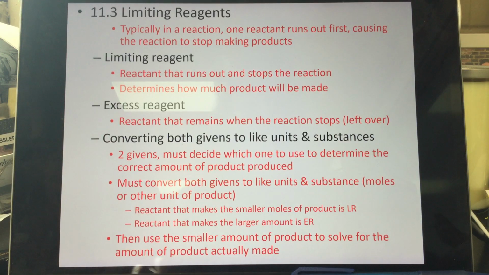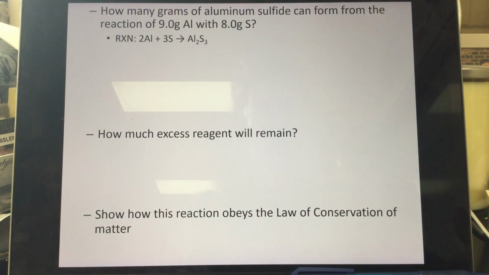Okay, so let's see how this works with actual numbers. Here we have a problem asking us to solve for how many grams of aluminum sulfide can form from the reaction of 9 grams of aluminum with 8 grams of sulfur. That's what's different about this problem than the problems we've done before. Normally it would just give you one given, like say 9 grams of aluminum, and then just say with excess sulfur, or vice versa, 8 grams of sulfur and excess aluminum.